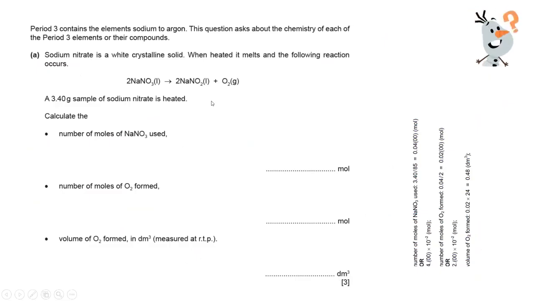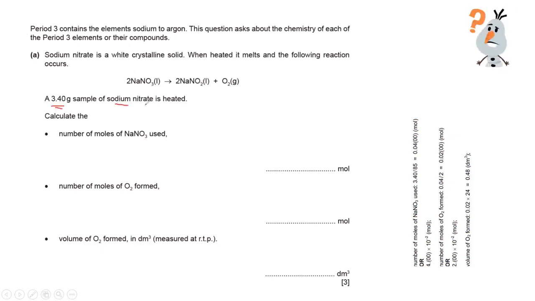Another question. Period 3 contains elements sodium to argon. This question is about the chemistry of period 3 elements and their compounds. So sodium nitrate, this is a compound. Sodium nitrate is a white solid. When we heat it, it melts and turns into sodium nitrite plus oxygen. This is sodium nitrate, this is sodium nitrite.